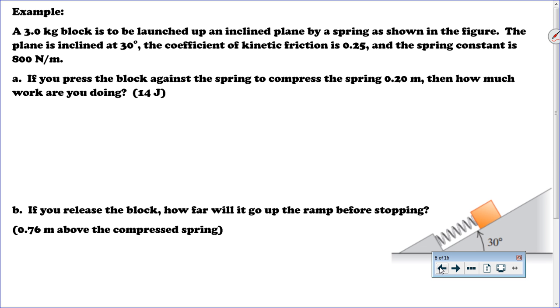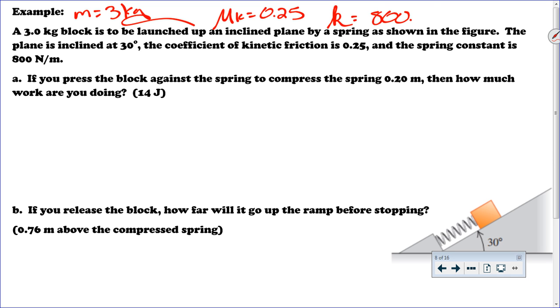So we've got a 3-kilogram box that's being launched up an inclined plane by a spring. So we're going to squish this thing, let it go, and the block is going to shoot up the ramp. Okay? So here's what we know. We know that the mass is 3 kilograms. We know the plane is inclined at 30 degrees. Coefficient of kinetic friction is 0.25. Spring constant is 800 newtons per meter. Part A says if you press the block against the spring to compress the spring 0.2 meters, then how much work are you doing?